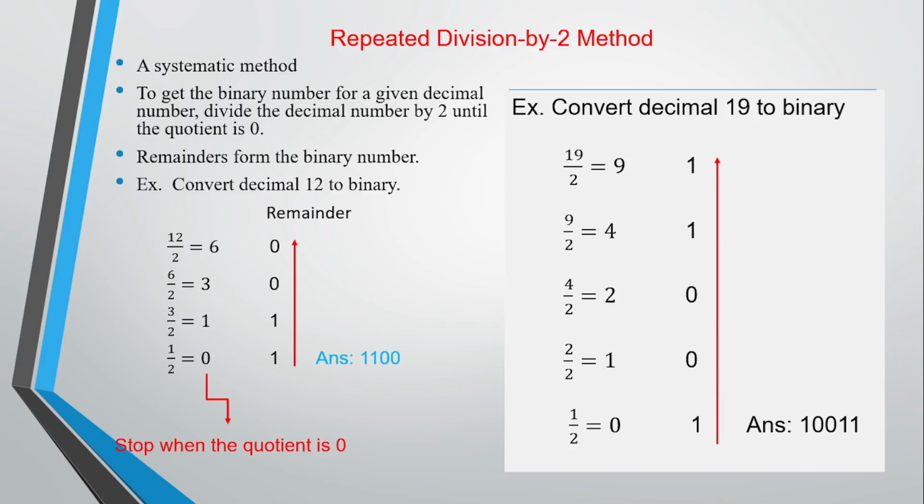Let us have another example. Convert decimal 19 to binary. So 19 by 2, it is 9, remainder 1. Then quotient 9, divide it by 2, 9 by 2, the quotient is 4, remainder 1. 4 by 2, quotient 2, remainder 0. 2 by 2, quotient 1, remainder 0. 1 by 2, quotient 0, remainder 1. Quotient 0, stop. Reading from the lower to the upper side, 1, double 0, double 1, so 10011 will be the equivalent binary number for decimal 19.